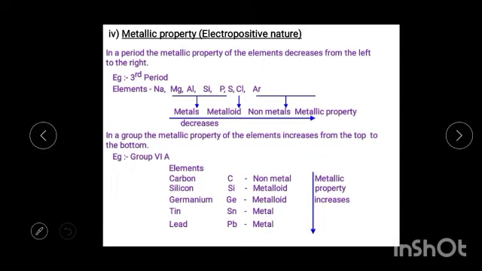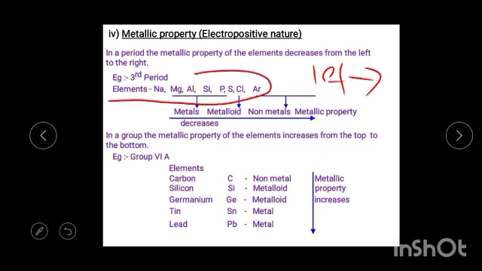Then if you move to the metallic property, we know in the periodic table, the left side has metals, and if we move from left to right, the metallic property will decrease. For example, if we check the third period elements, sodium, magnesium, aluminum, silicon, phosphorus, sulfur, chlorine, argon, I request all of you to take this class with your periodic table.